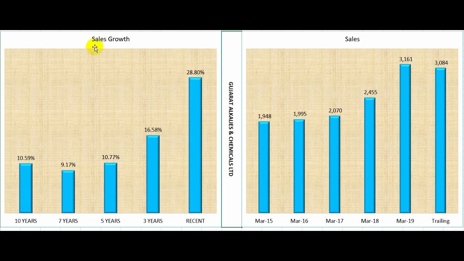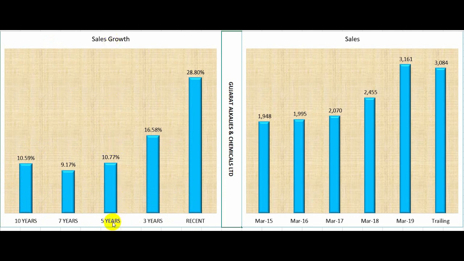Let us begin by looking at how the company's sales has been growing from last 10 years, 7 years, 5, 3 and the recent 12 trailing months. That is in the latest 12 months from the September 2019 month. In the recent, I may not analyze all of these years, but generally I would analyze the 5 years and 3 years and look at the recent growth rate. The other two are for additional analysis if someone wants to do that.